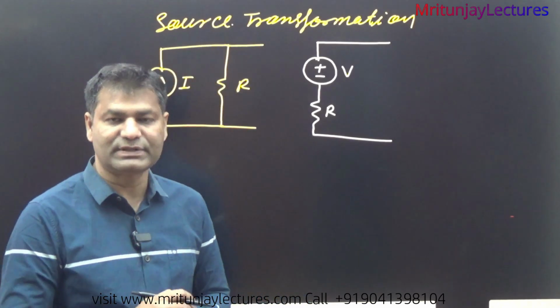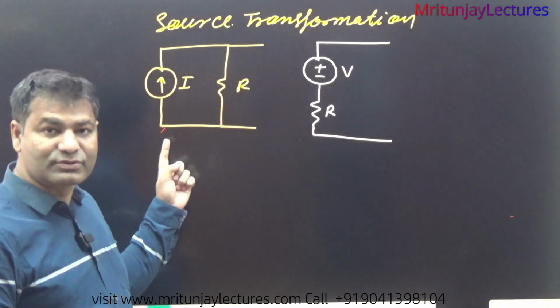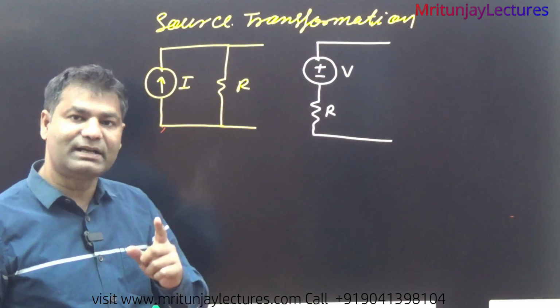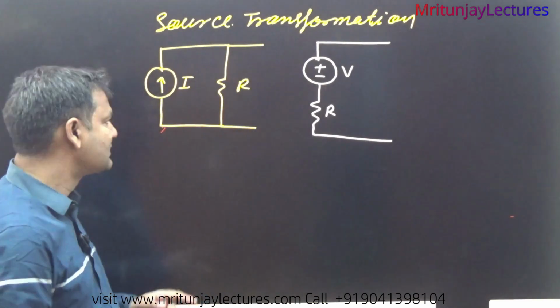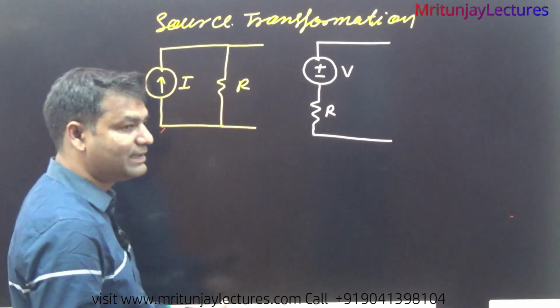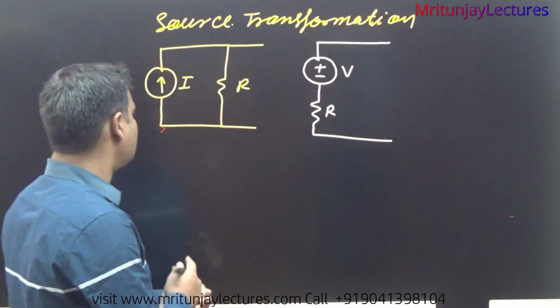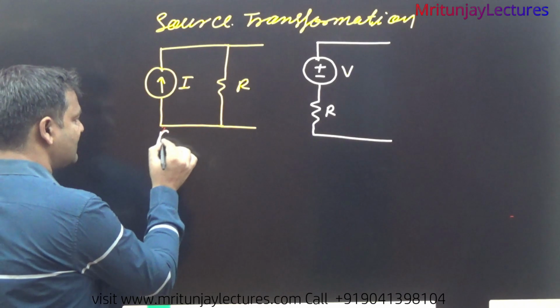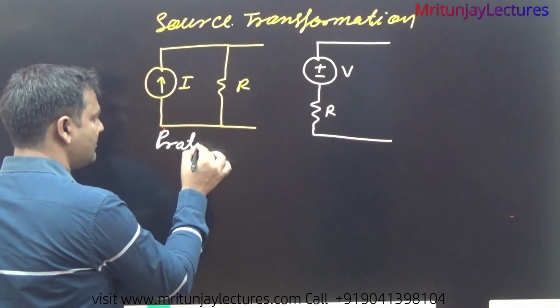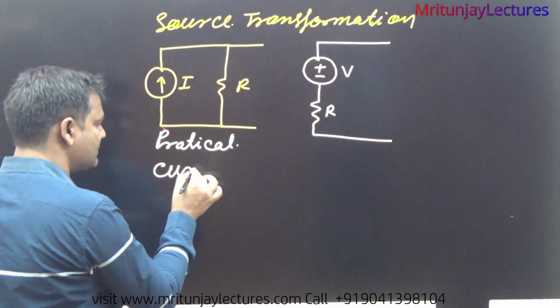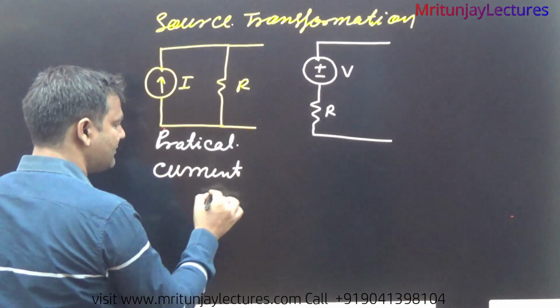So how can we do it? First of all, if a current source is given like that and a resistance is connected like that, that is called a practical current source.